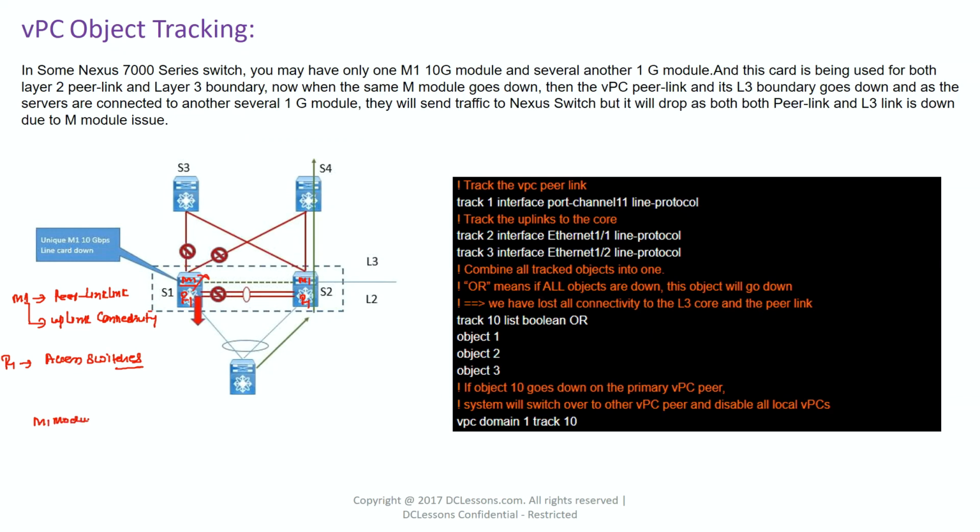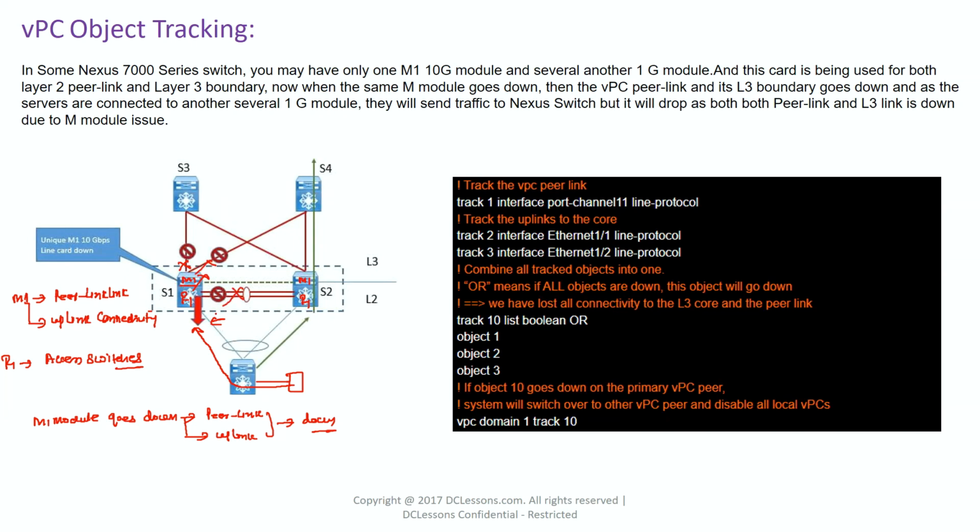If the M1 module goes down, in that case your peer link and your uplink connectivity go down. But your F1 port is up. Now, suppose you have a server here and it is sending traffic, the traffic can be sent via this port. Once it reaches S1, because the M1 module is down, its uplink is also down and its peer link is also down. So you will have a traffic drop.